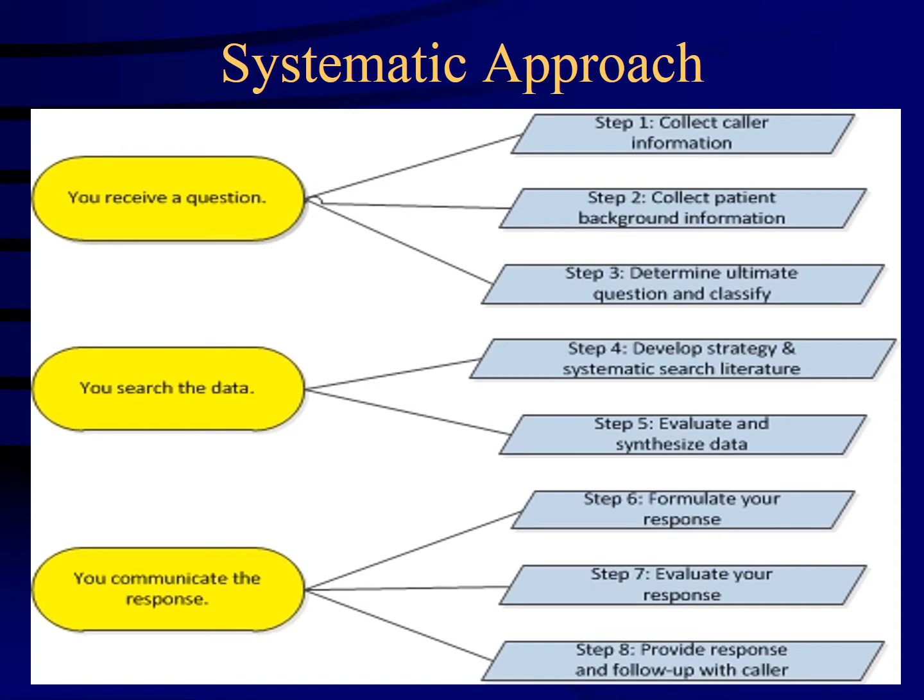There are various methods that have been described listing the steps of the systematic approach to answering drug information questions. The one I give you here has three main categories and then some sub-steps. The main categories are: you receive a question, you search for the data, and you communicate the response. Within each of those, there are steps.